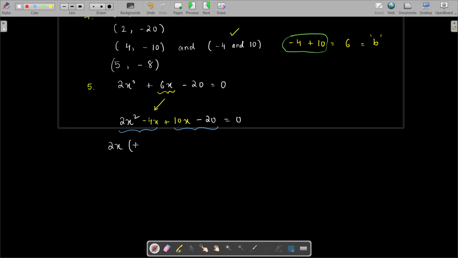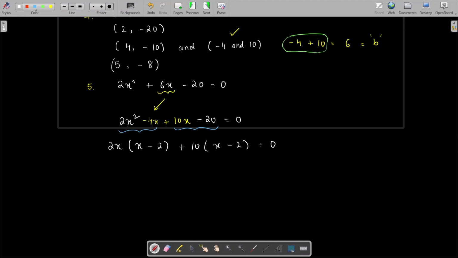So we will be left with x minus 2, right? 2x times x is 2x squared, 2x times negative 2 is negative 4x. And the greatest common factor of 10x and negative 20 is 10. So write 10, factor it out, and you get x minus 2.